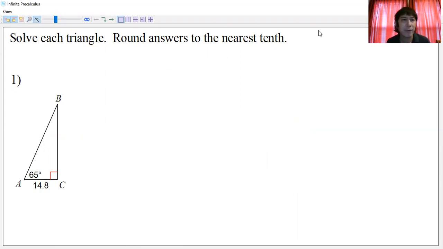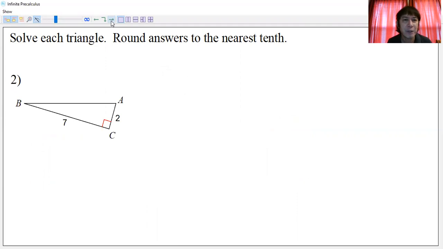All right, next example. Again, solve each triangle, round answers to the nearest tenth. Let's have number 2. Here's number 2. Let's start with the given. What do we have here? Angle A is unknown. Angle B is unknown.